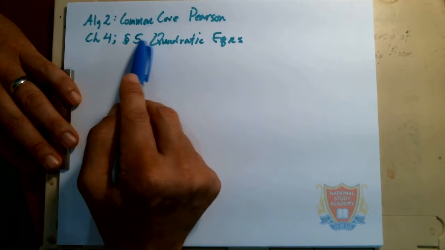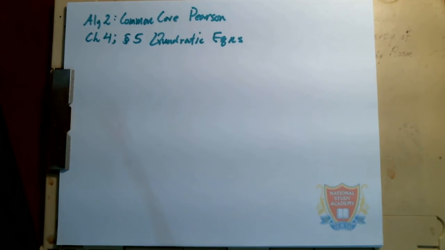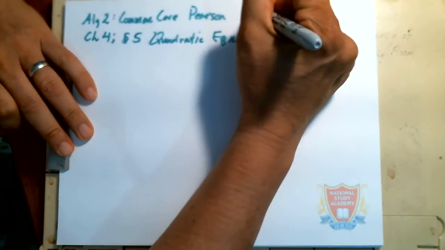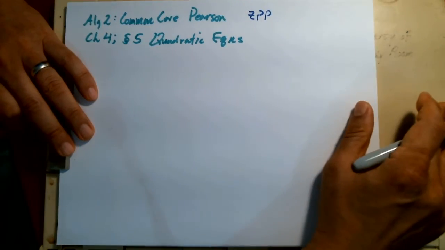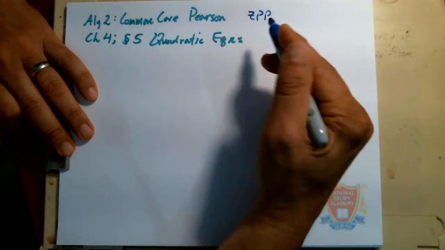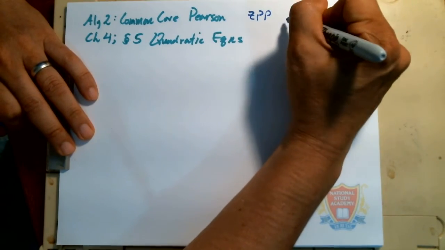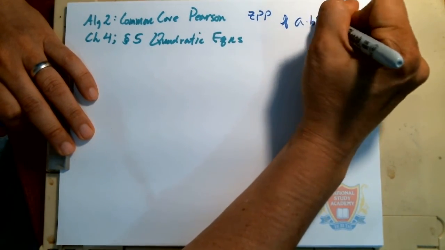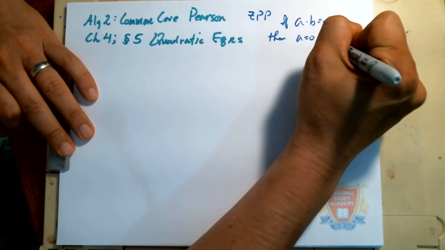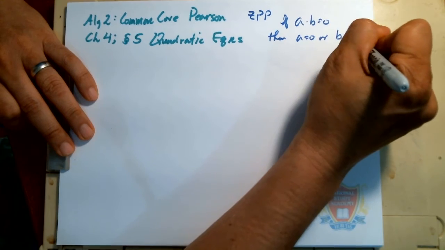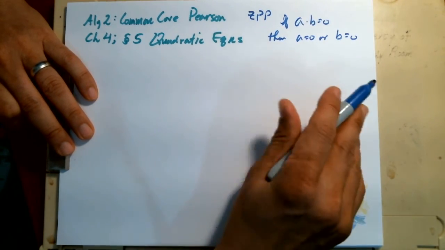Chapter 4, Section 5 is called Quadratic Equations. Before we start, let's go over a property called the zero product property, ZPP for short. What does the zero product property say? It says that if A times B equals 0, then A has to equal 0 or B has to equal 0. Product means the answer to a multiplication problem.